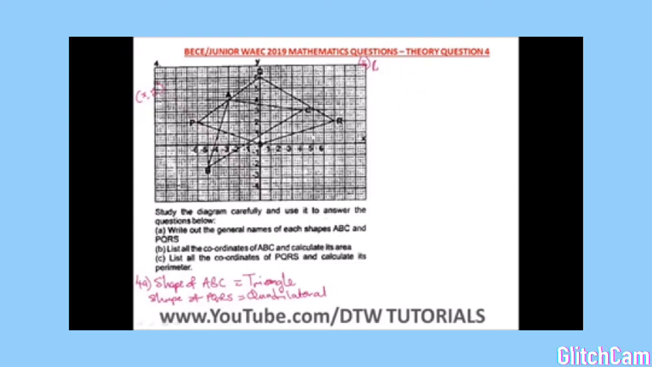Sorry, I didn't spell this well. Coordinates of ABC. So the coordinate of A is what?